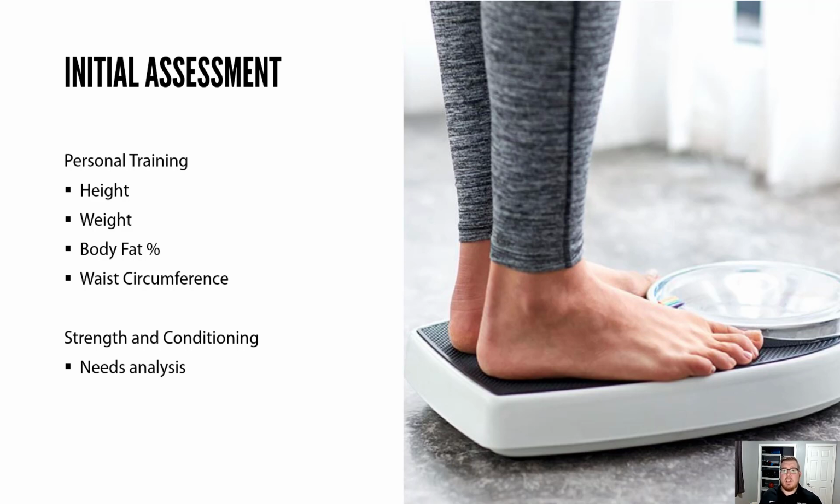But what I would recommend with personal training clients is doing height, weight, some sort of body fat percent measure, and measuring their waist circumference. In a strength and conditioning setting, you can do height, weight, body fat, but we're also going to talk about what a needs analysis is and how we can utilize that to improve our programming. So obviously, if you're working with a client, you're going to tell them why you would be doing all this, and then ask for their permission, making sure that's okay.